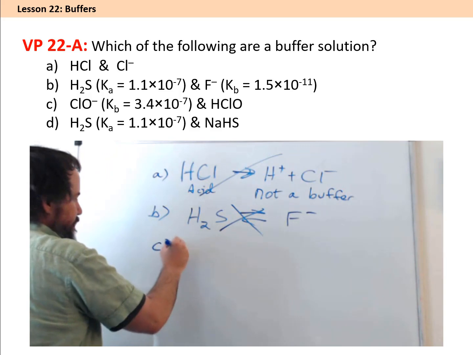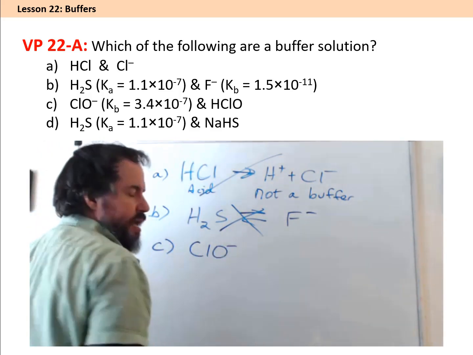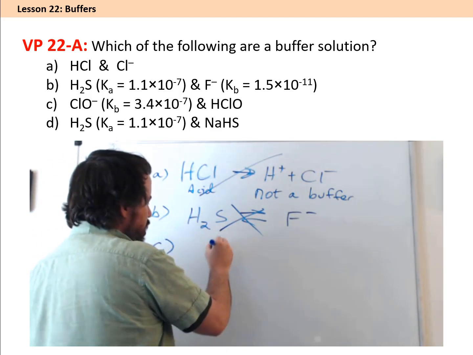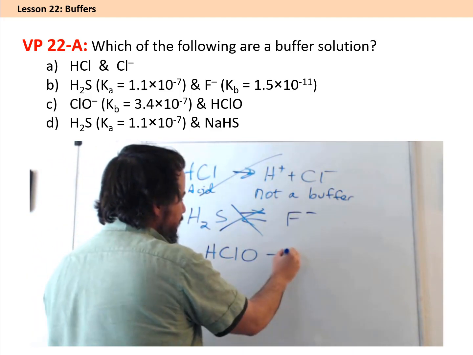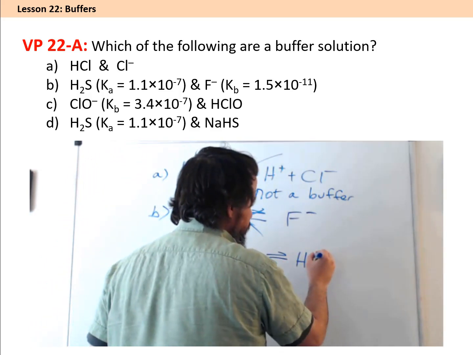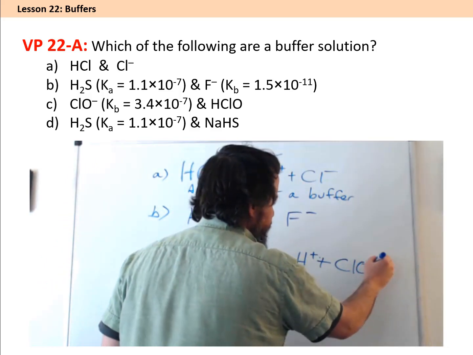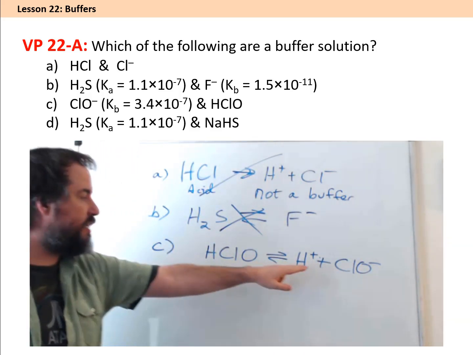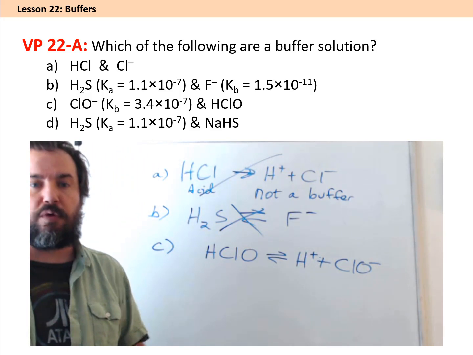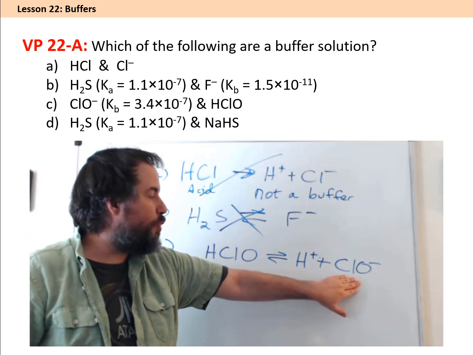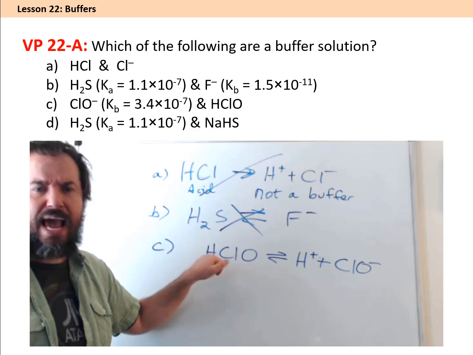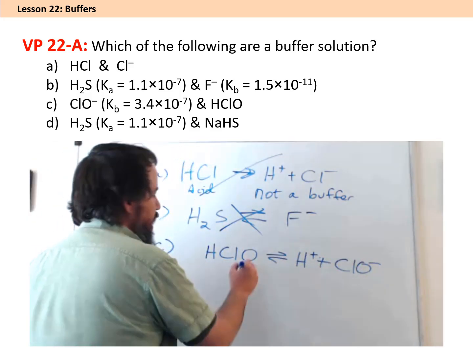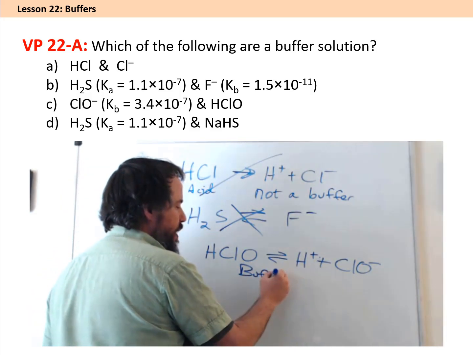All right, C. ClO minus and HClO. Well, HClO, if this is an acid, it's going to produce ClO minus. So this is an acid-base pair. And let's see, this has a Kb of 3.4 times 10 to the minus 7. So this is a weak base. And we could figure out the Ka, this would be a weak acid. So it's a weak acid, weak base pair. So it is a buffer.